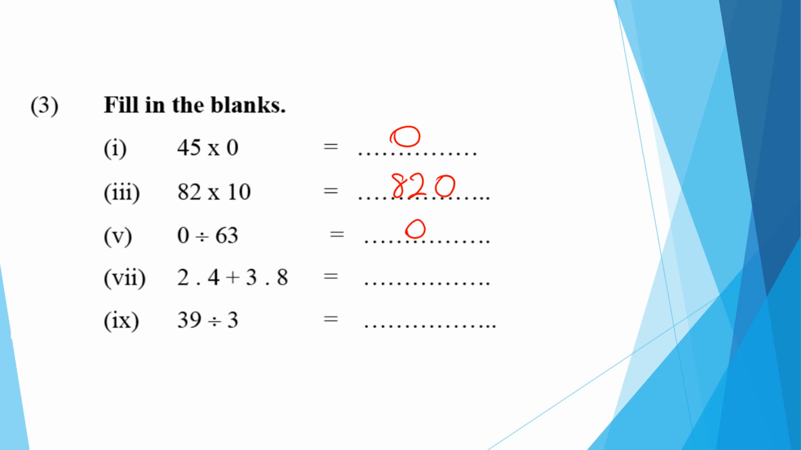2.4 plus 3.8, so we'll do it here. 2.4, 3.8. 4 plus 8 is 12, so write 2, and 1 carries. 1 plus 2 is 3, 3 plus 3 is 6, so you get 6.2.